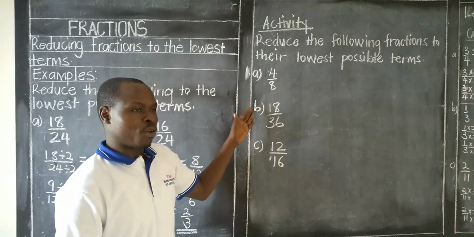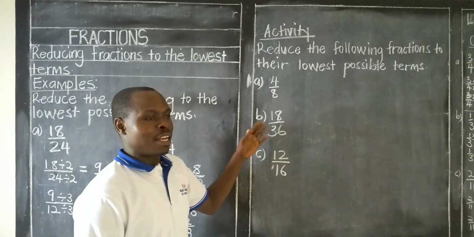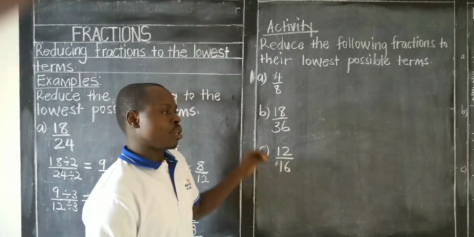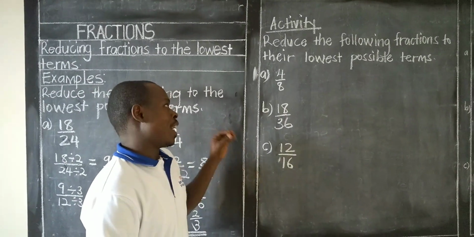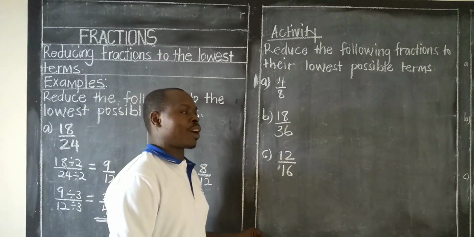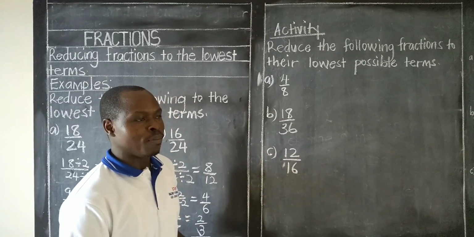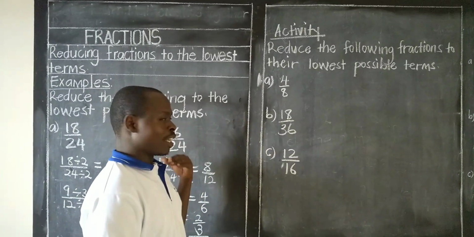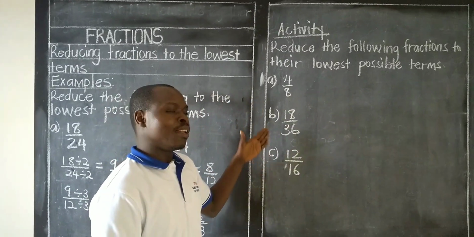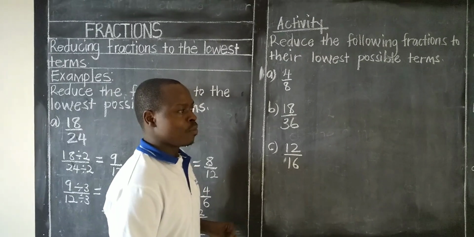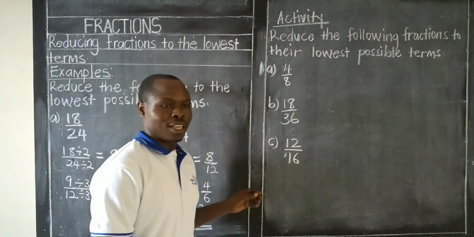Let's go through this activity, and you write it in your notebook and work it out. The activity tells us to reduce these fractions to their lowest terms. So take your time, go through the examples, and then work out this activity correctly, so that next time we go to the next lesson.